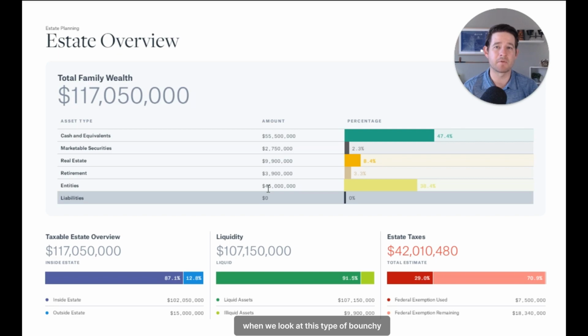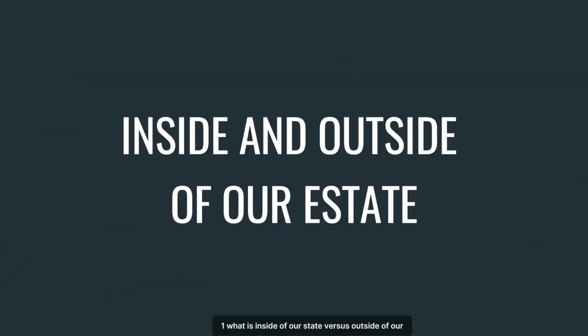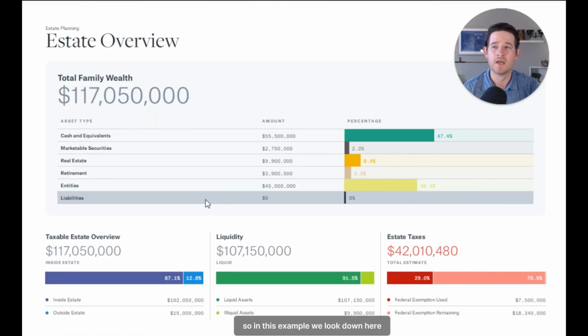And when we look at this type of balance sheet and we start to look at some of the issues that come up with estate planning, the first thing that we want to look at is, one, what is inside of our estate versus outside of our estate. So in this example, if we look down here, we can see that we have a taxable estate of $117 million. Inside the estate, we have $102 million, and outside the estate, we have $15 million.